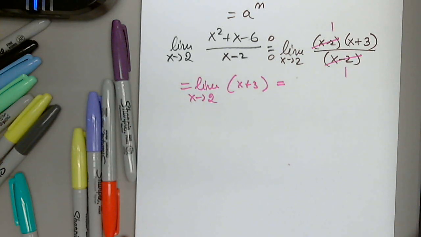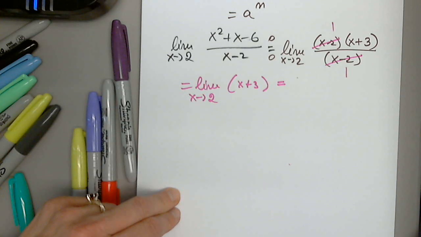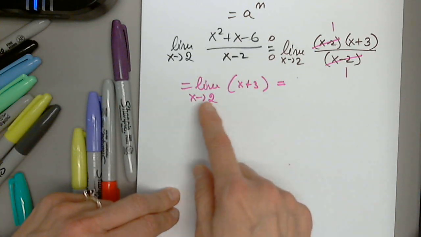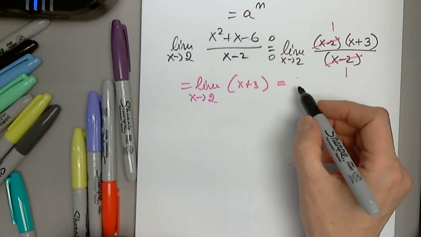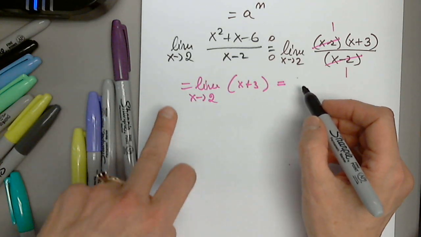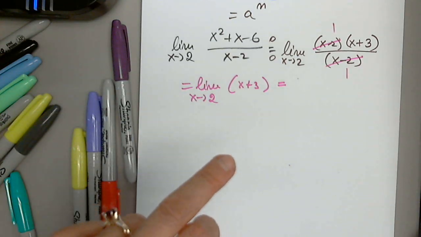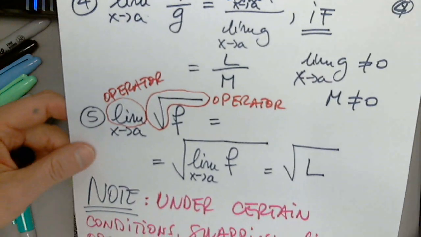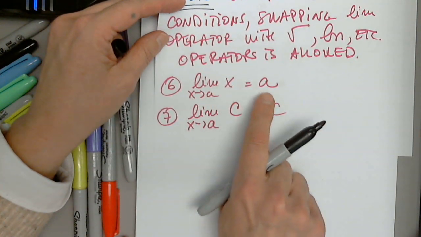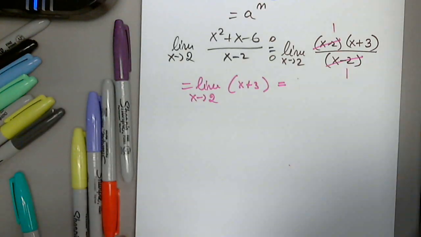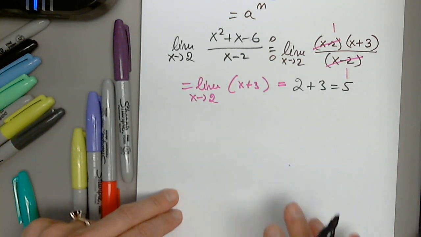You can split it into two limits. The limit of x when x approaches 2, and we know what that is, plus the limit of 3 when x approaches 2. What would be the answer? The limit of x when x approaches 2 is, right? So we just wrote that a minute ago. The limit of x when x approaches 2 is 2. So this is 2 plus 3. So the limit is 5.